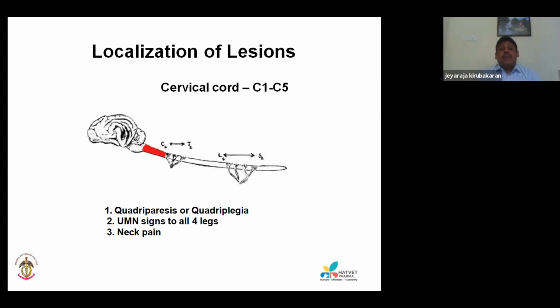In case of the cervical cord, C1 to C5, it carries the UMN for both forelimbs and hind limbs. So naturally you expect all limbs to be involved, and usually there are UMN signs in all limbs. You will have spasticity of the limbs, and there may be neck pain in case of C1 to C5. This is the cervical cord because it carries the axons of the UMN for both forelimbs and hind limbs.